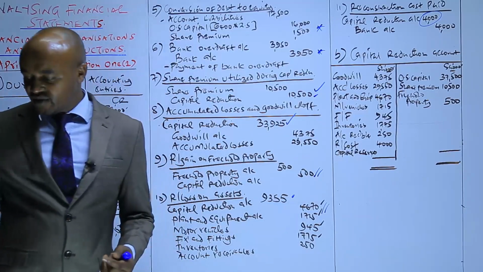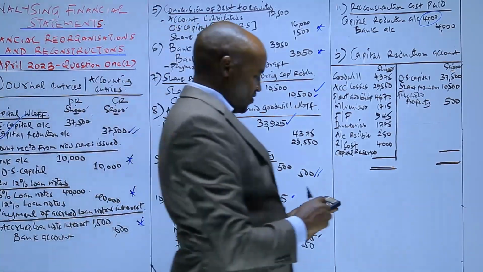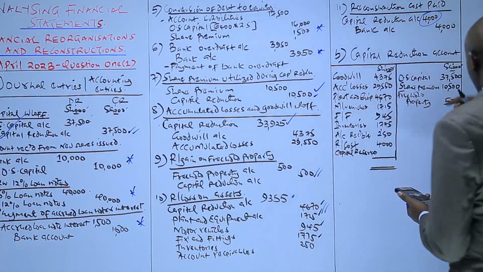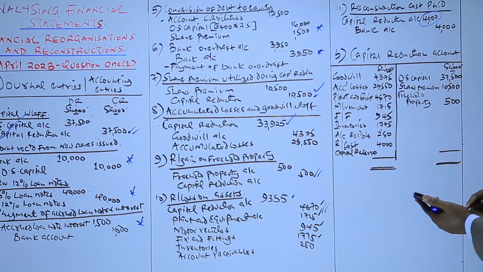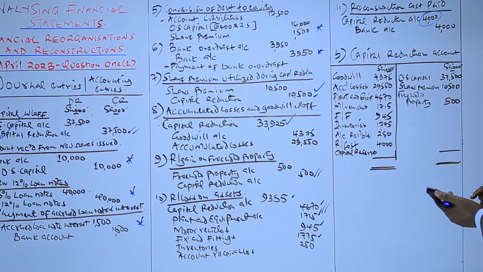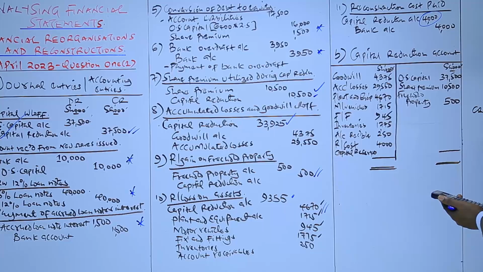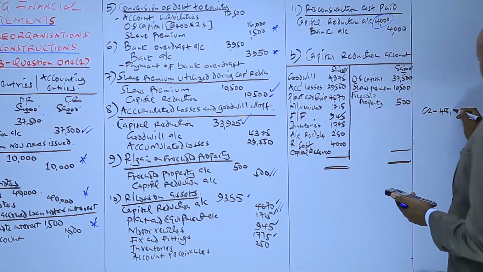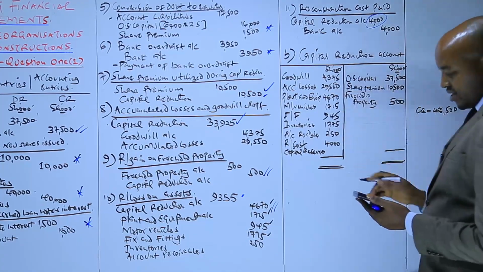So let's balance our account here. Let's get the total first of all on the credit side. On the credit side, we have 37,500 plus 10,500 plus 500, and that will give us 48.5. That is the total on the credit. What about the total on the debit?